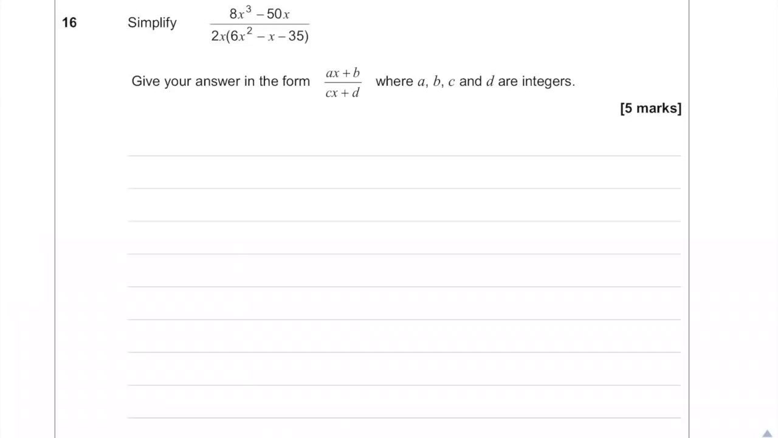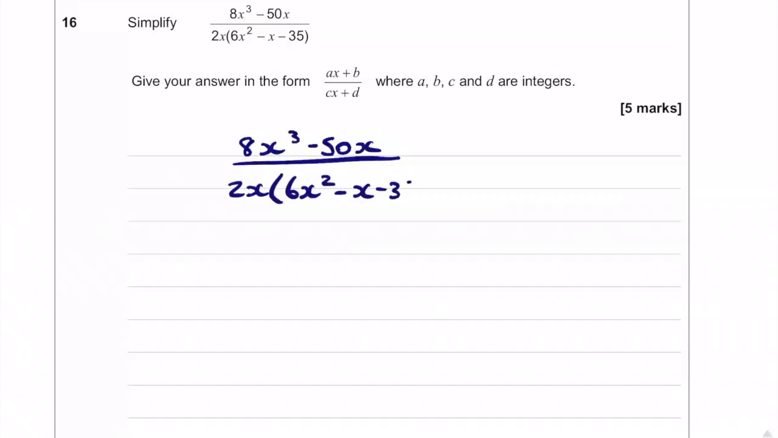Simplify 8x cubed minus 50x all over 2x multiplied by 6x squared minus x minus 35. Give your answer in the form ax plus b all over cx plus d, where a, b, c and d are integers. Okay, so how are we going to go about doing this question? I'm going to try and simplify both the numerator and the denominator and see where we get to. So we've got 8x cubed minus 50x all over 2x multiplied by 6x squared minus x minus 35.